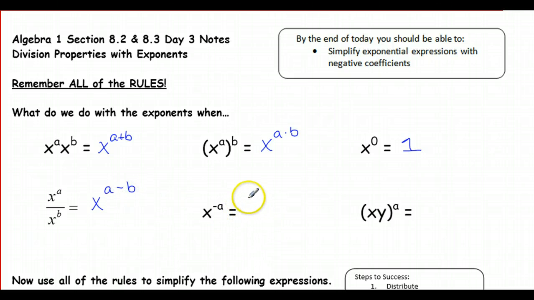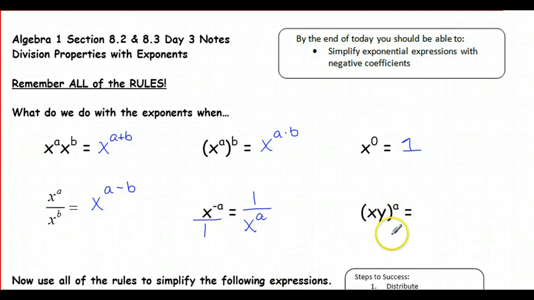Here, remember that when we have a negative exponent, we want to make it happy by either moving it to our numerator or our denominator. In this case, x to the negative a is in our numerator over 1, so we would write this as its reciprocal, 1 over x to the positive a.